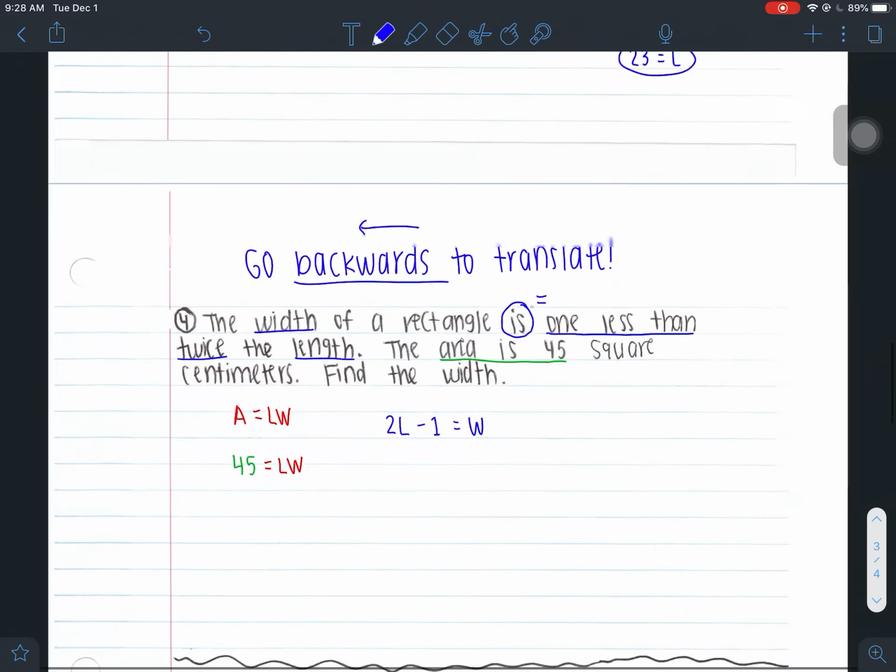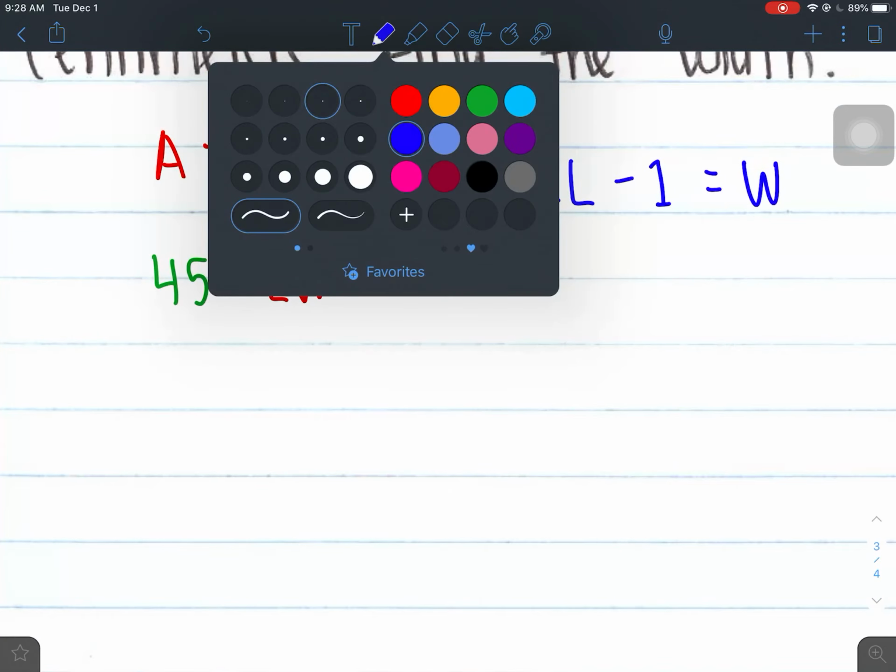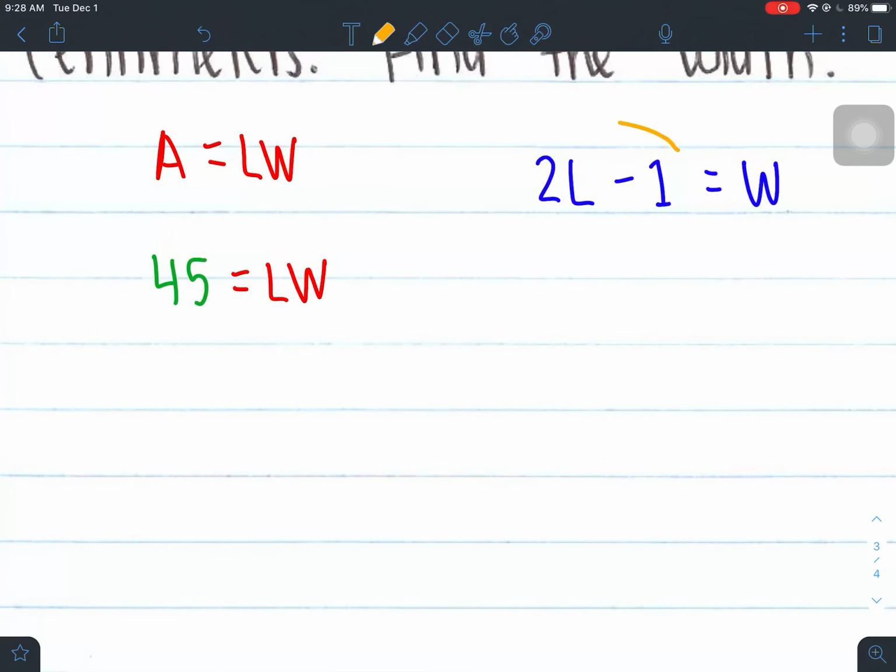So now I have 2 equations. Now what do we do next? Just same thing as the last one. You're going to substitute in what you know, because you can only type in 1 equation when we're looking at our table. So you're going to take L minus 1.